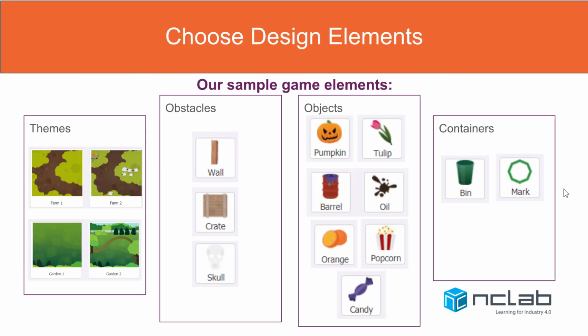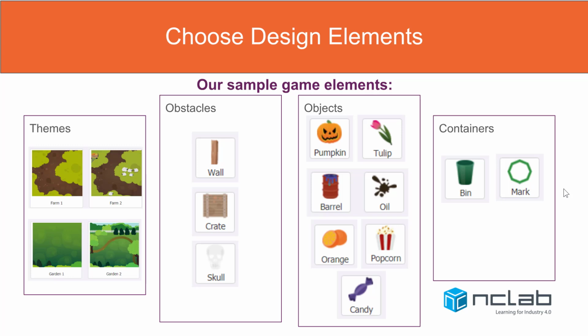So here's a little bit of a storyboard on the theme elements we're going to use in the game. We're going to use the farm themes and the garden themes. And I've picked a wall, a crate, and a skull. The skull is going to represent the dead hives. The objects are pumpkins. This is what we're farming, and of course this one looks like a jack-o'-lantern.